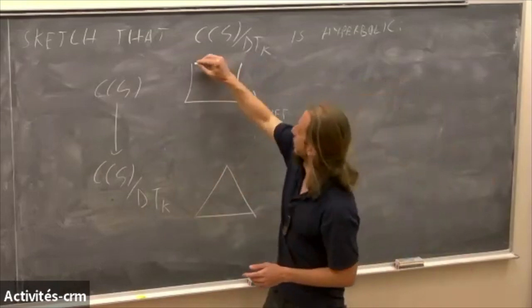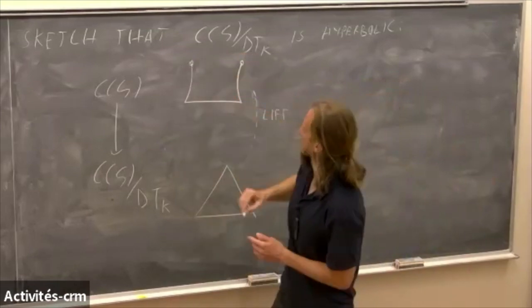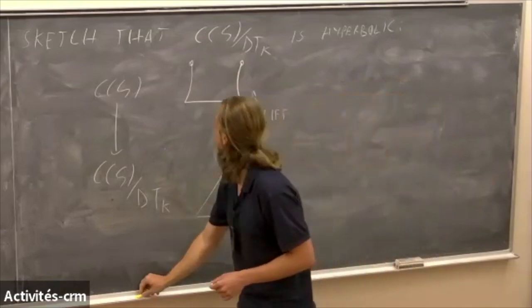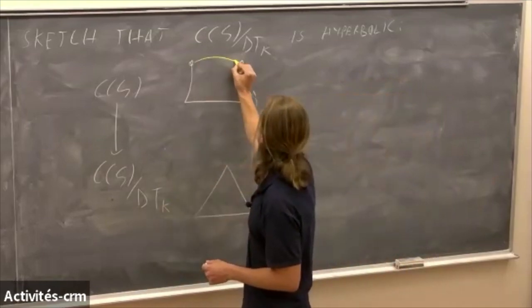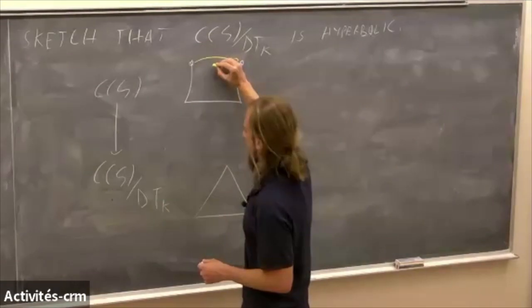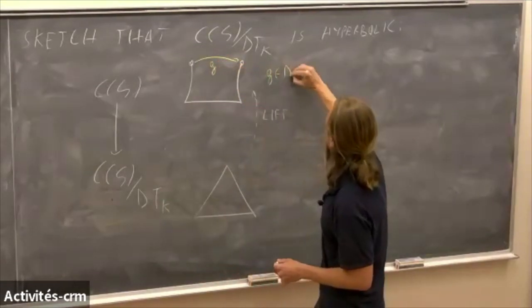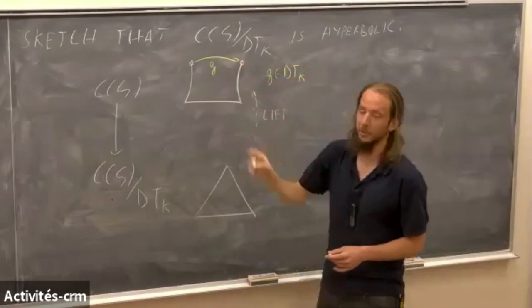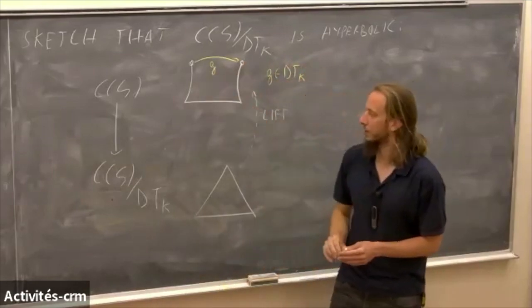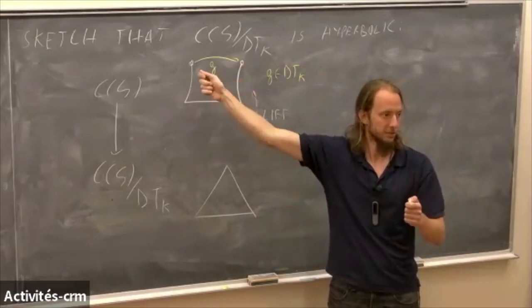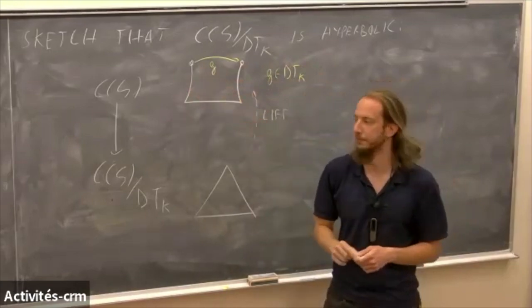But you know that the two endpoints are related by an element of the kernel. So there's some, how to call it, G in the kernel, which maps one point to the other. All right. So what you would like to do is change the lifts so that this picture closes up.